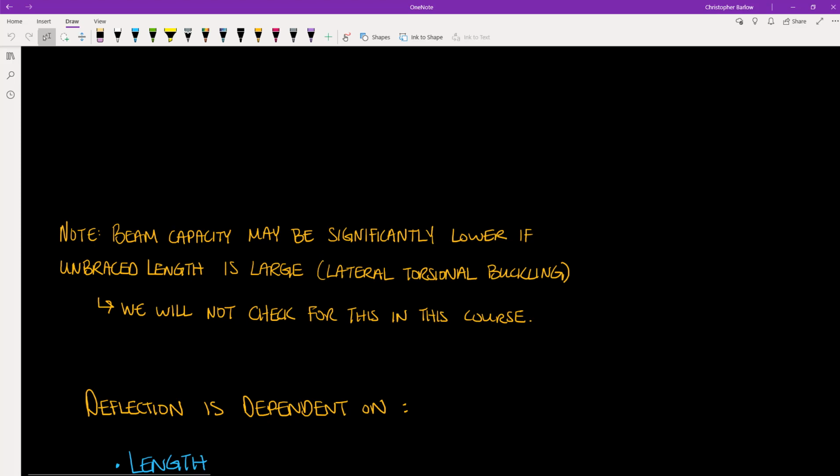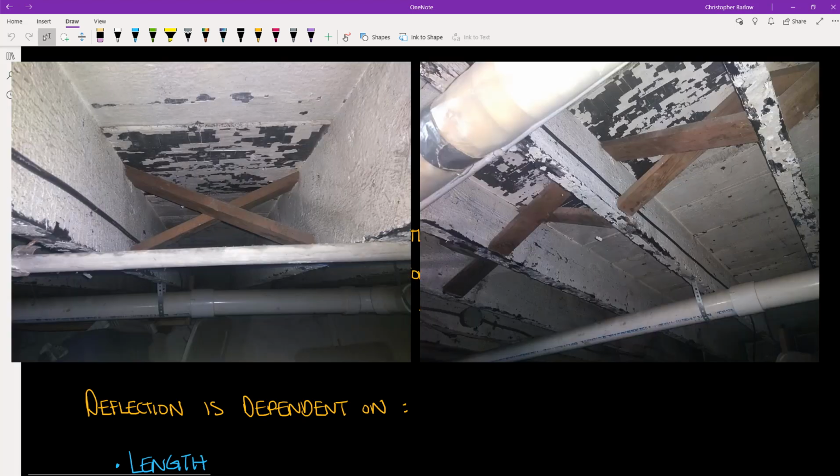So if we have a long beam with nothing framing into it on either side, the structural engineer may consider cross-bracing to brace that member against lateral torsional buckling. And you can see this done very often in wood-framed houses. For example, my own apartment, where we have these X pieces. And these cross braces are here to prevent the beam from failing due to lateral torsional buckling.